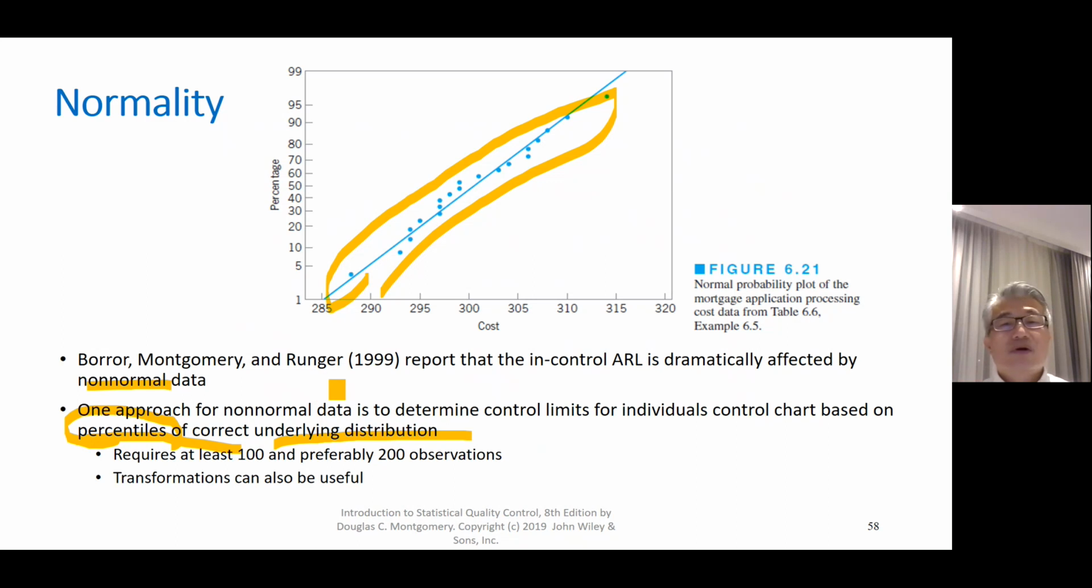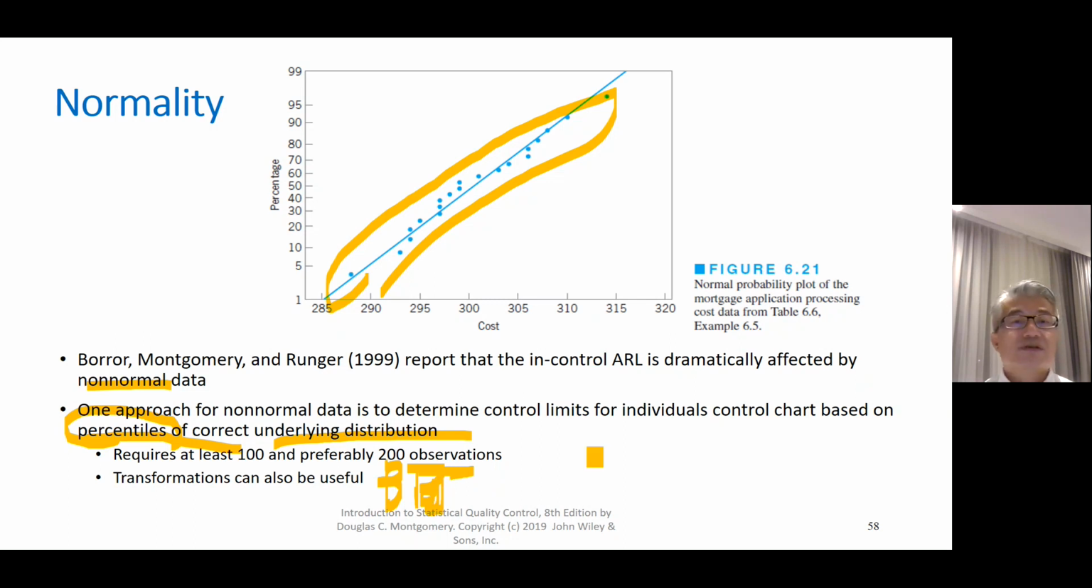Somebody will be skeptical: is that possible? The underlying distribution is well known, so data analysis and data fitting can be tried. This requires at least 100, or preferably 200, observations to be sufficient. In such a case, another potential approach to dealing with non-normality is transformation, which can also be useful, like a Box-Jenkins, I'm sorry, Box-Cox transformation.